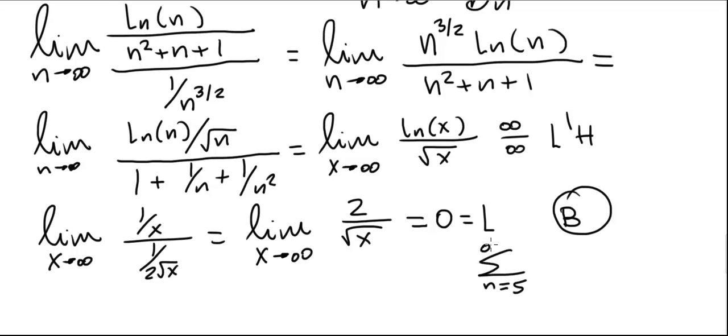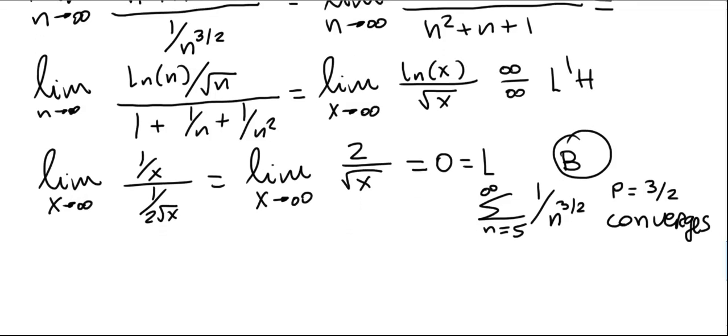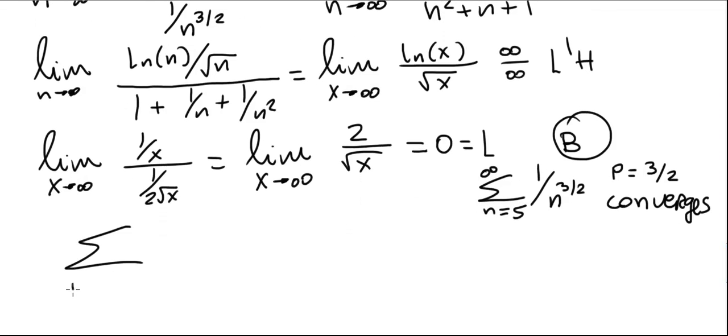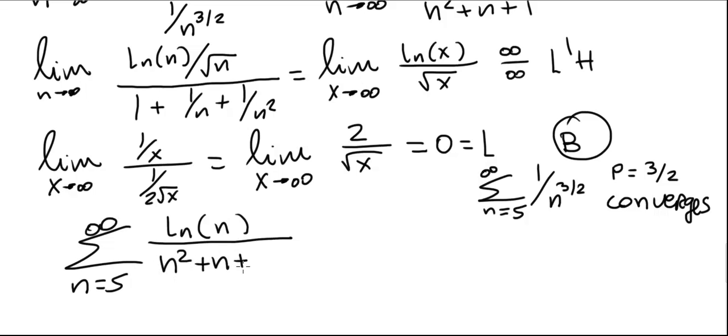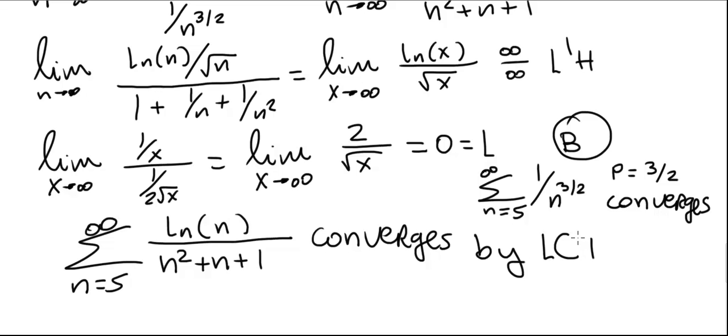the summation from n equals 5 to infinity of 1 divided by n to the 3/2 power. This is a modified P series, that is a P series with a few missing terms, with P equal to 3/2. This series converges, and we'll be able to conclude that the series we were examining, that is the summation from n equals 5 to infinity of natural log of n divided by n squared plus n plus 1, converges, and this is by the limit comparison test.